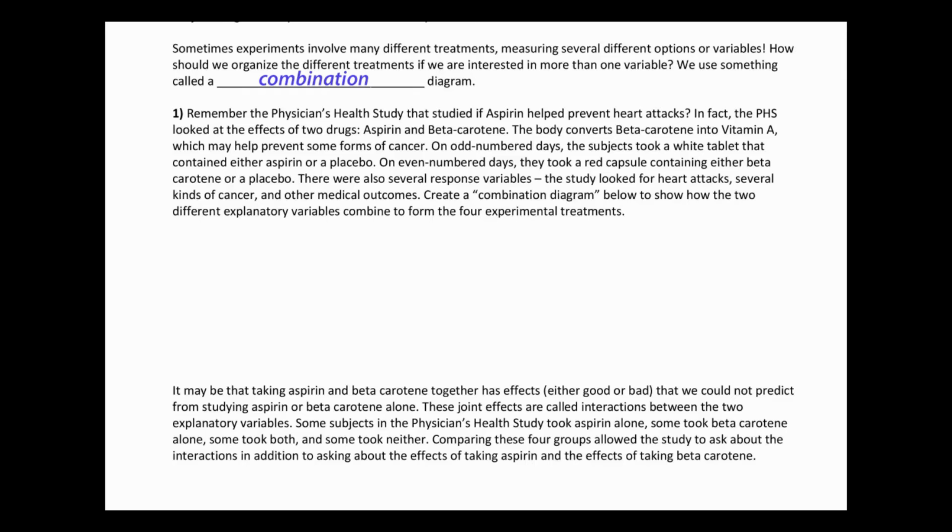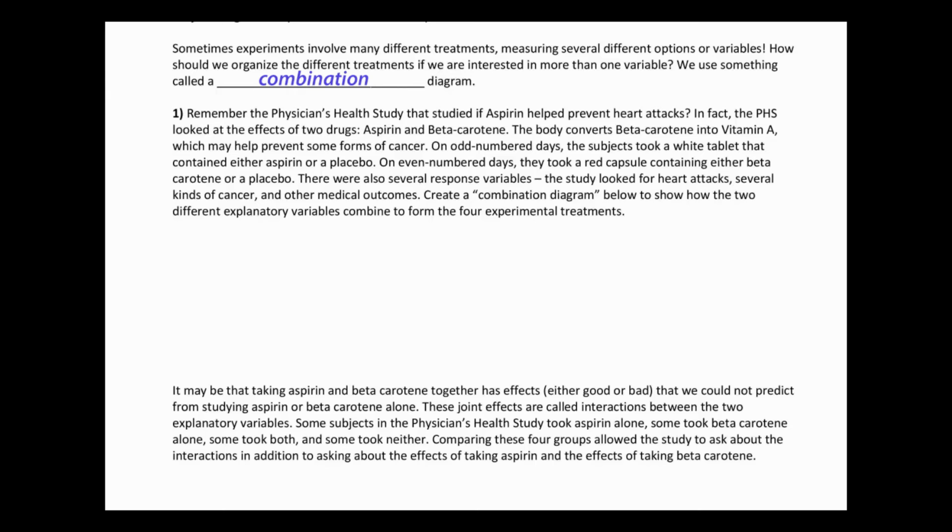There were also several response variables that they were studying. They looked for heart attacks, different types of cancer, and other medical outcomes. So we're going to create a combination diagram below to show how the different explanatory variables combine to form these treatments. So the first thing that you're going to need to think about is how many variables are we testing? The really hard experiments, the really detailed experiments might go even past what we're going to do.